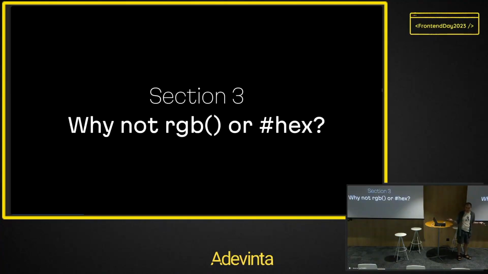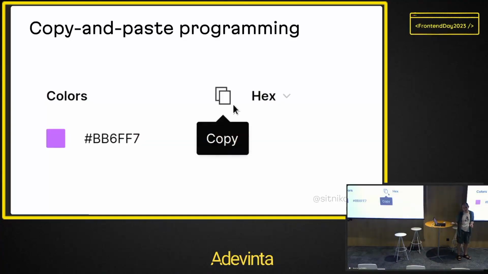Okay. Why do we need the new syntax? Why not RGB? Why not hex? We already use them. Anyway, most front-enders just copy-paste the colors from Figma. Why do we need some new way to define the colors?